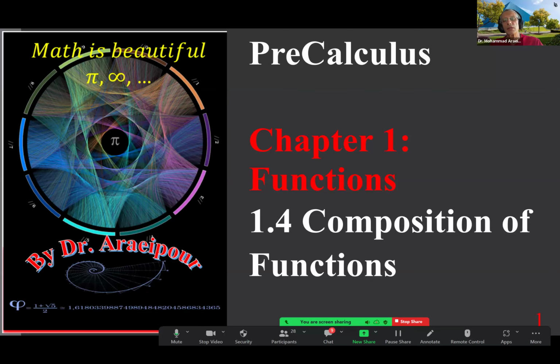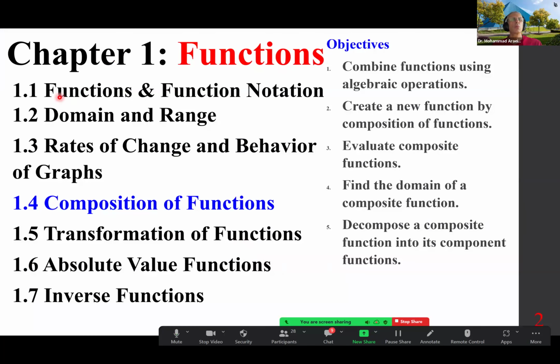Good morning, class. Here's chapter 1, functions, section 1.4, composition of functions. We've covered function notation, domain and range, rates of change and behavior of graphs. Composition of functions is being covered, and here are the objectives.